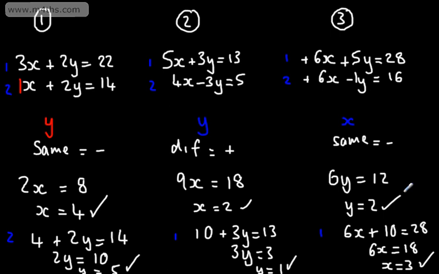Common error here is that students do not solve for both. They solve for one. Like on the first one, they solve for x. On the second one, they solve for x. On the third one, they solve for y. But they don't actually go ahead and find the second unknown. You must do that and check that they work.